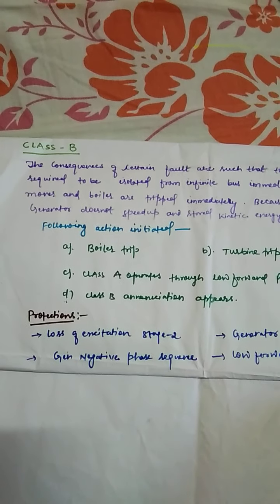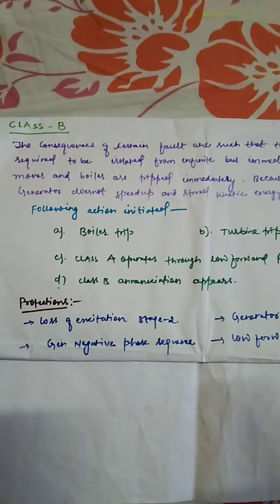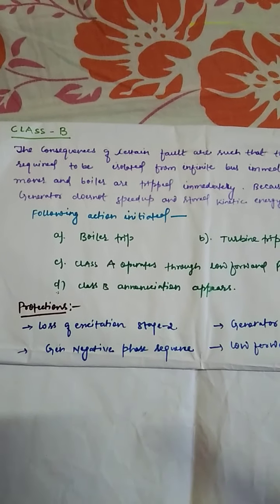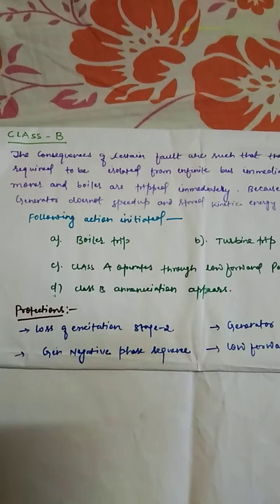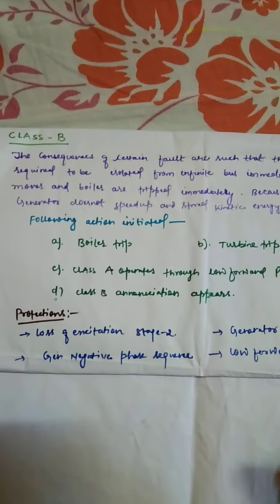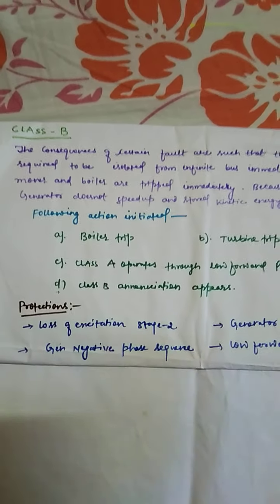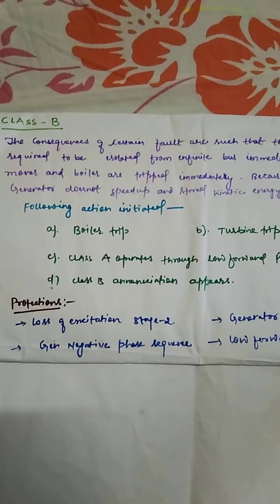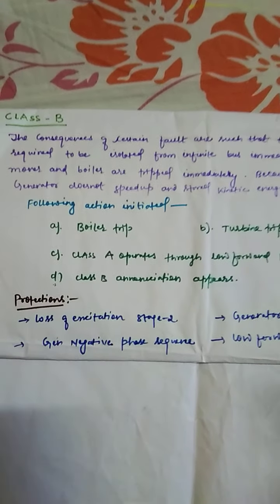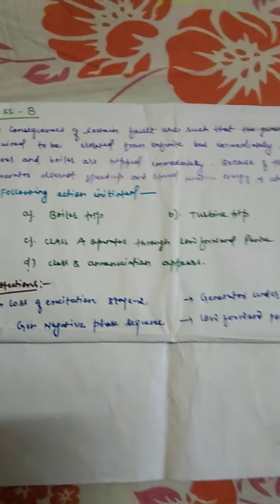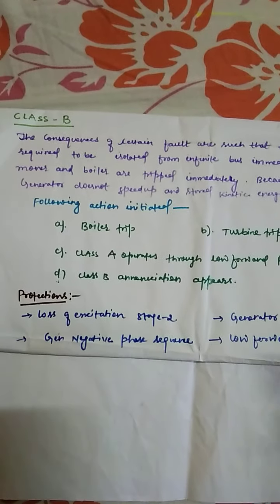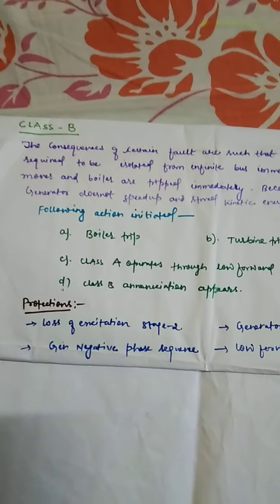Now what happens in class B is the generator does not have any kind of fault, so immediately you don't need to isolate the generator, but there is some problem in either the boiler side or the turbine side. If the turbine trips due to some mechanical protection, or the boiler trips due to some protection there, a lot of protections and interlocks are there in the boilers and turbines. So we can also discuss that, but it depends upon your interest. I can share it too, but here we are only focusing on the class B protection.